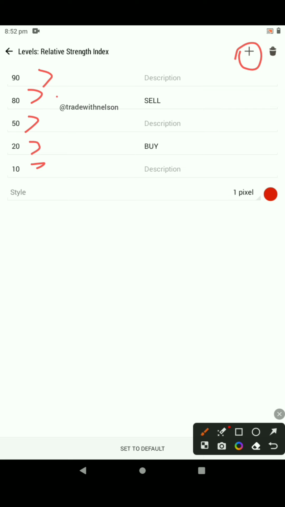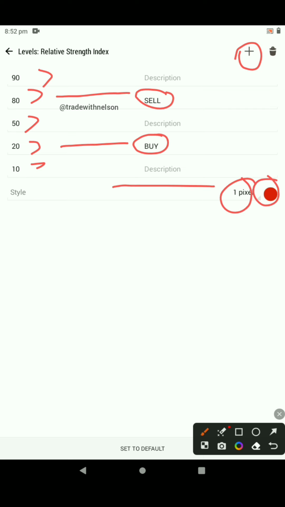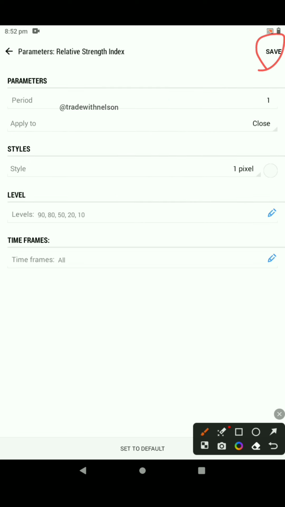In front of 80, type sell. In front of 20, type buy. Style, make it 1 pixel. Select a color of your choice. After that, click on save.